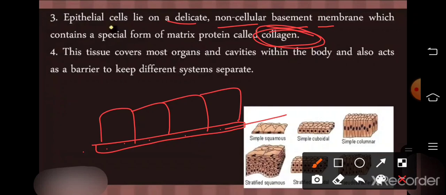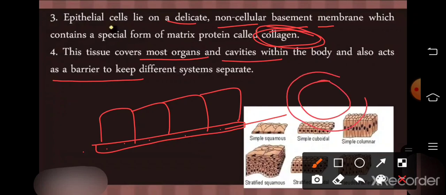This tissue covers most organs and cavities, like oral cavities, most of the cavities found inside the body. Cavities and organs are covered by epithelial tissue, which also acts as a barrier to keep different systems separate. Just like one organ is covered by epithelial tissue and a second organ is also covered by epithelial tissue, this covering makes a separation between the organs.